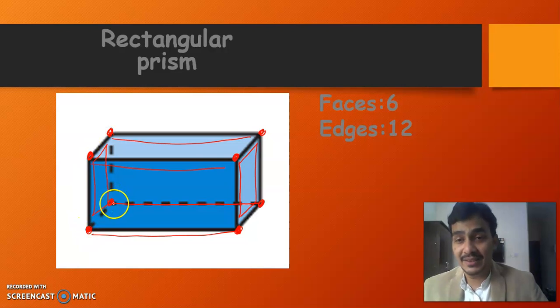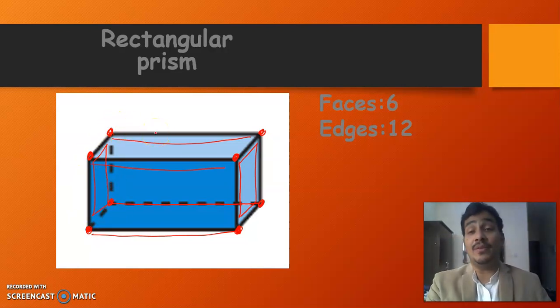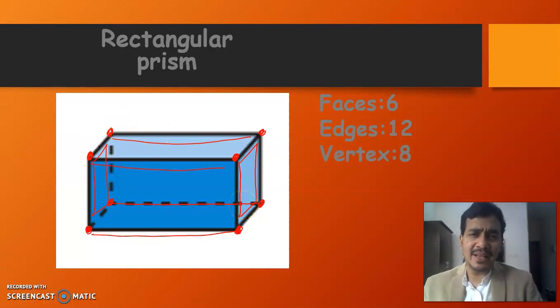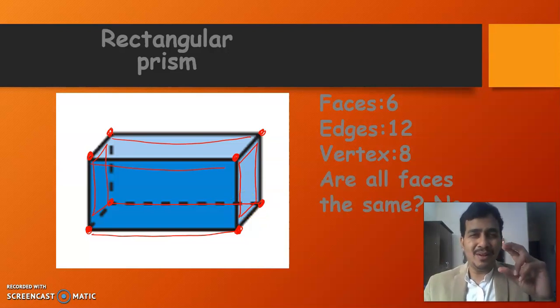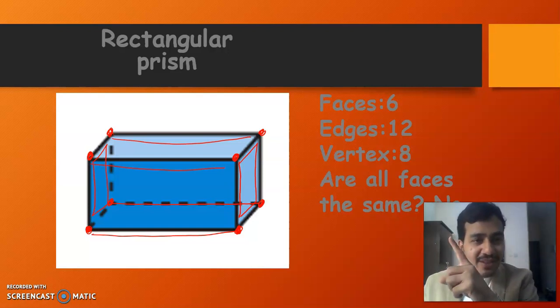5, 6, 7 and 8. So number of vertices are 8. Are all the faces of the same size? Are all the faces same? No. Some are small, some are big. So are all the faces same? No. The answer is no. Can you see this no?